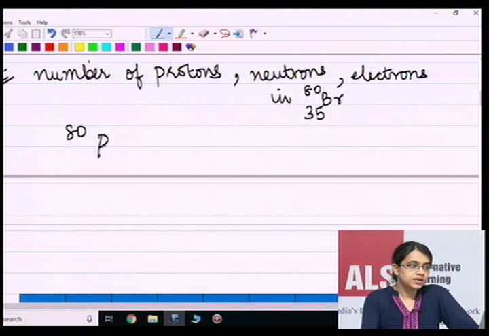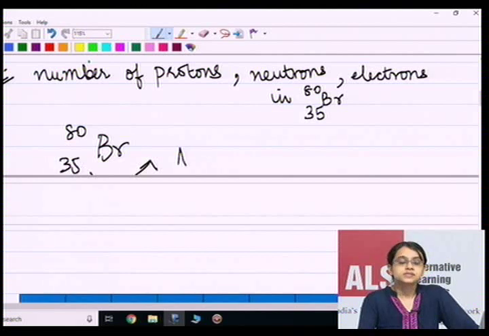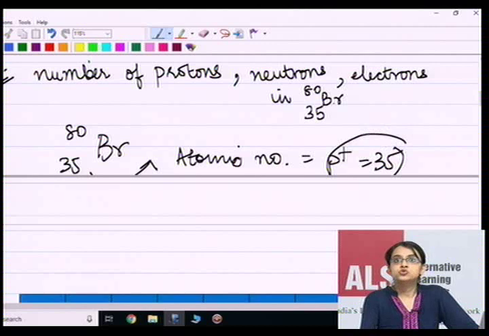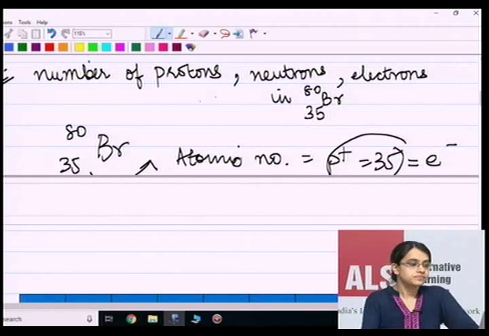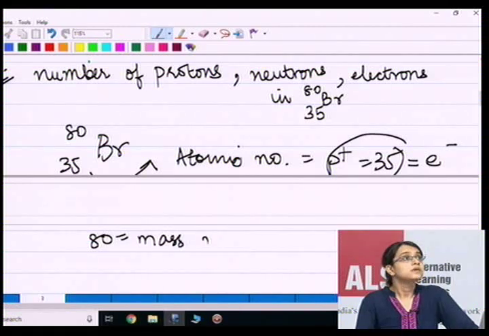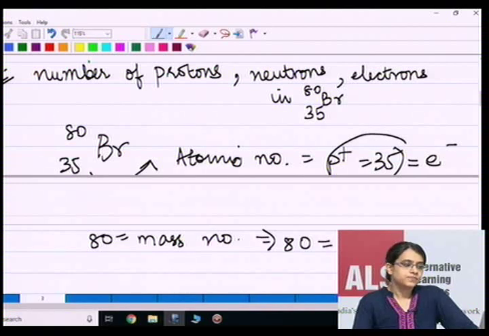You are given 80, Br 35. This, you have to do nothing. This is the number, atomic number, which is equal to the number of protons. So I have 35 protons. Now since my atom is neutral, there is no charge indicated on it. This means this is also equal to the number of electrons that I have. Now 80 is my mass number, which means 80 is equal to number of protons plus number of neutrons.